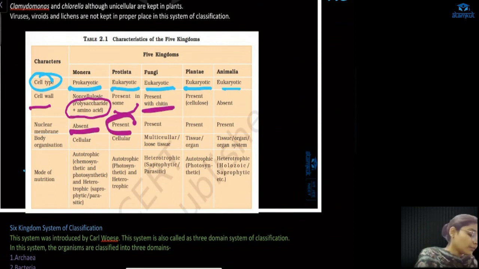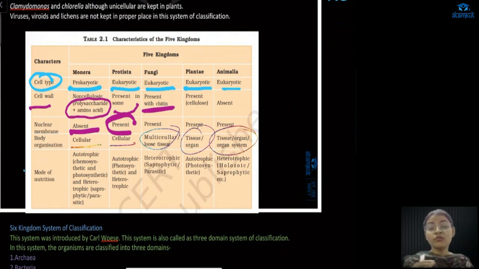Then present and present. What is body organization? They have cellular level, then multicellular, tissue, organ, then organ system. From the evolutionary point of view, the process is going from Monera to Animalia in an evolutionary way, okay.